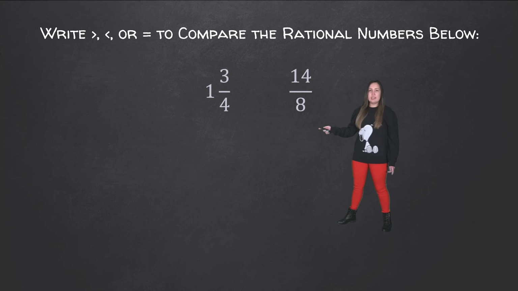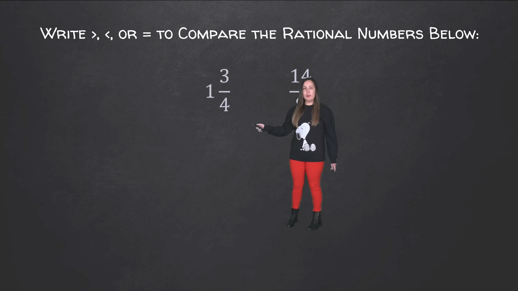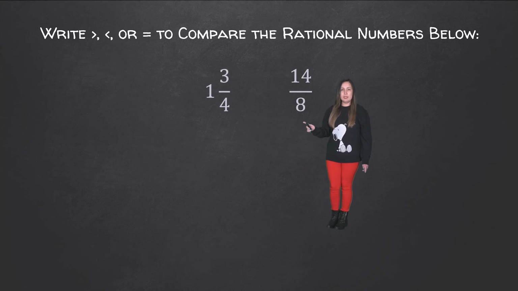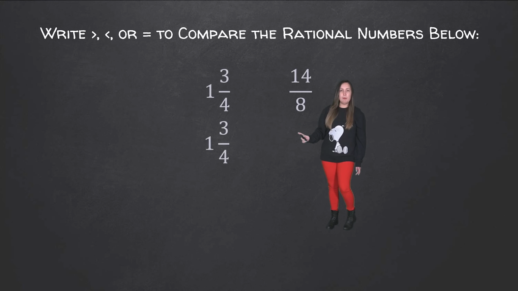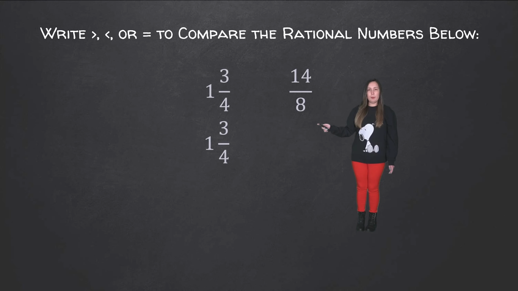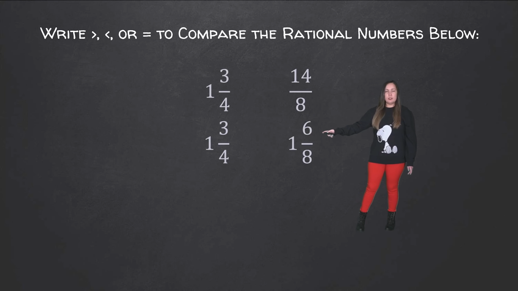So we have another example here where we have 1 3/4 and we have 14 over 8. Now we have a mixed number and an improper fraction. So we're going to take our mixed number and rewrite it, but we're going to take our improper fraction and rewrite it as a mixed number. Now that would be 14 divided by 8, and 8 goes into 14 one time with a remainder of 6. And that's how we would get our mixed number.